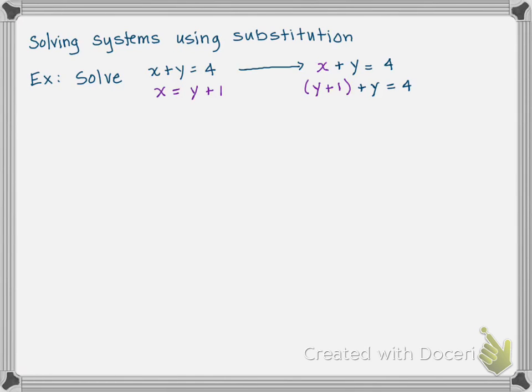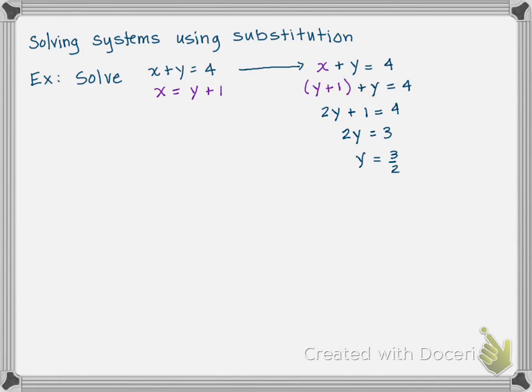So the benefit of this is that I now have an equation that only has one variable in it, and we know how to solve equations that have one variable. And so we can combine like terms, and solve for y. And so now I'm halfway there. Remember, our solutions are ordered pairs. And so I have my y value. I just need my x value.